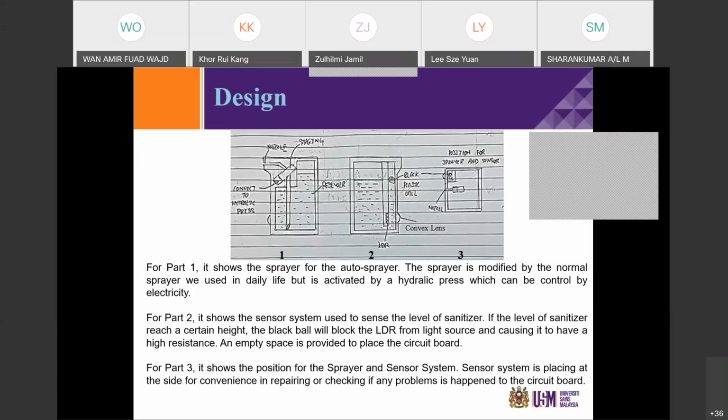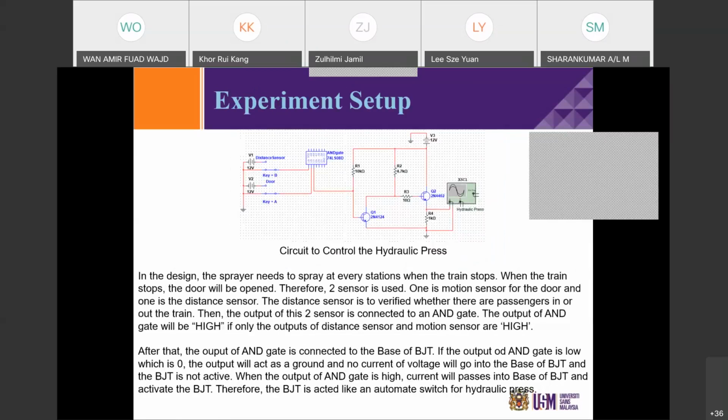if the level of the sanitizer reaches a certain height, a black ball will block the LDR from the light source and cause it to have a high resistance. We can use this characteristic for the automated alert system. So from the diagram, the part 3, never mind, next slide. Okay, this is the circuit to control the hydraulic press.